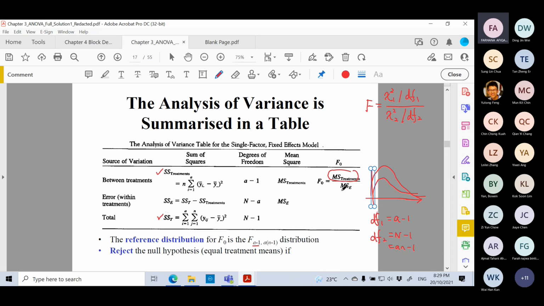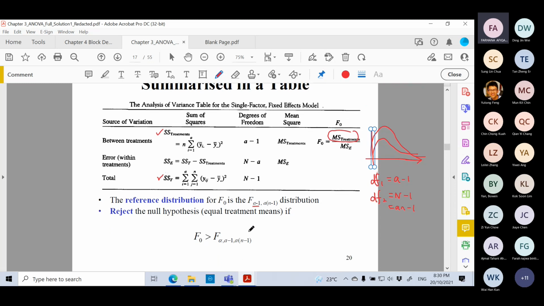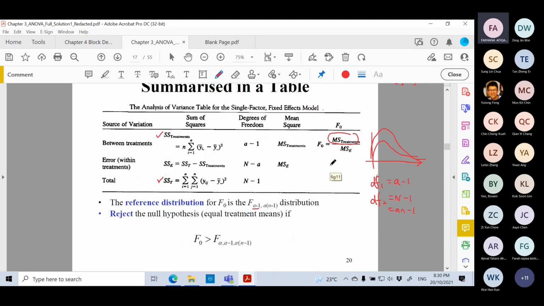Okay, so they refer to the F table. The F distribution depends on the two degrees of freedom, so the reference distribution will be the F distribution. Once you get your F naught, we compare it with the theoretical or critical value. If it falls in the rejection region, then we reject the H naught. Otherwise, we do not reject H naught. We reject H naught if the F naught is greater than the F value from the table.